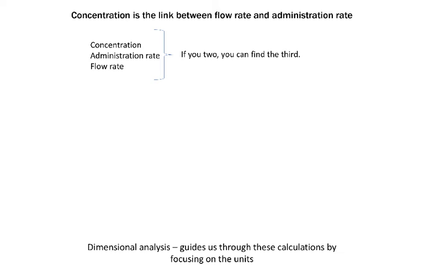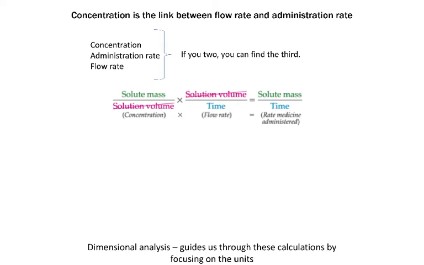So let's say you had the concentration and the flow rate, and you want to know how much medicine your patient is getting every minute. Right? So we can set up and manipulate these equations if we take the concentration times the flow rate. Notice the concentration is mass over volume, flow rate is volume over time, and multiplying these would result in mass over time. So you get the rate of the medicine administered.